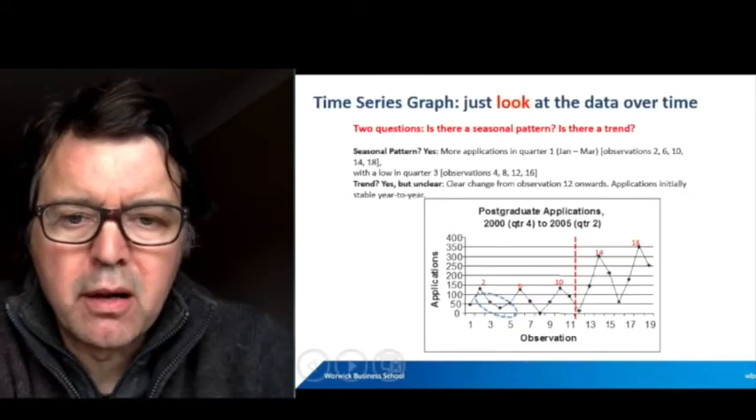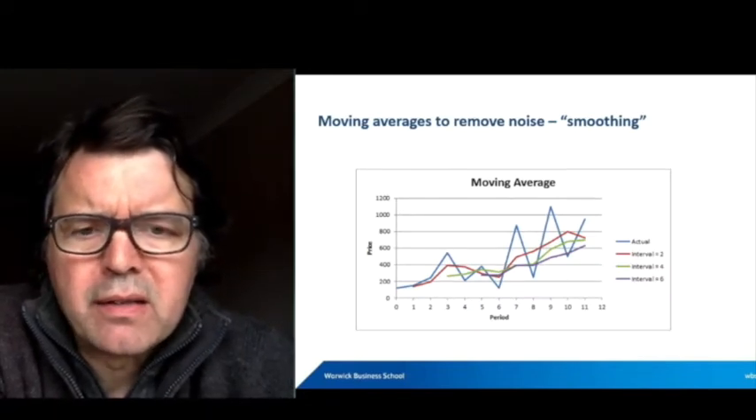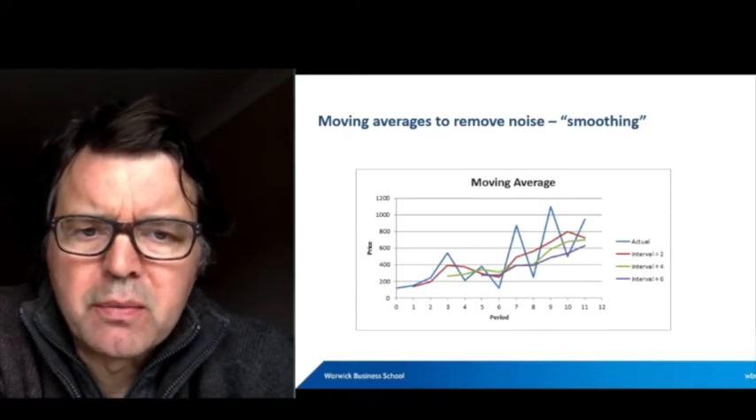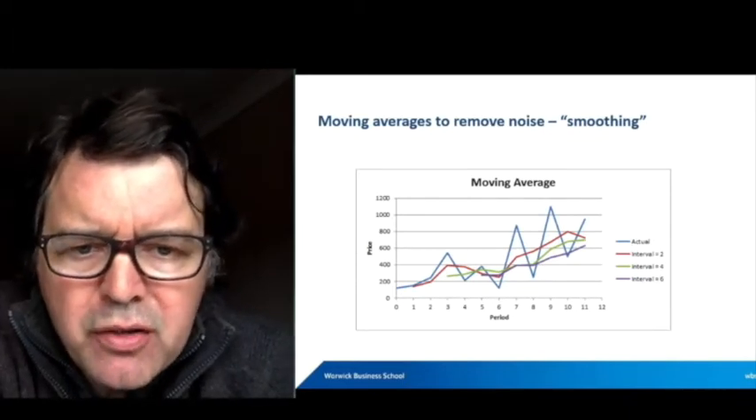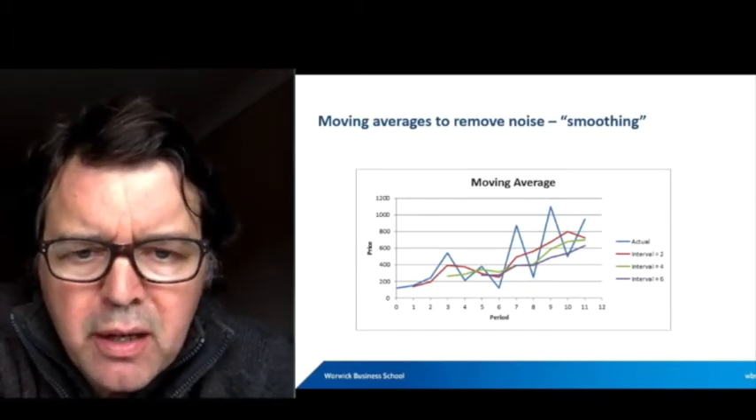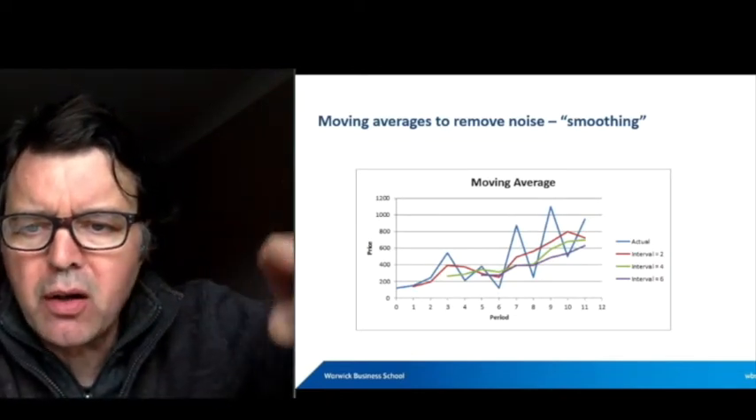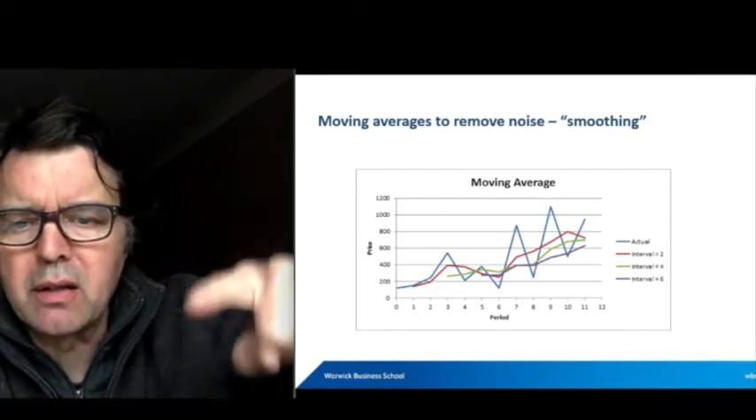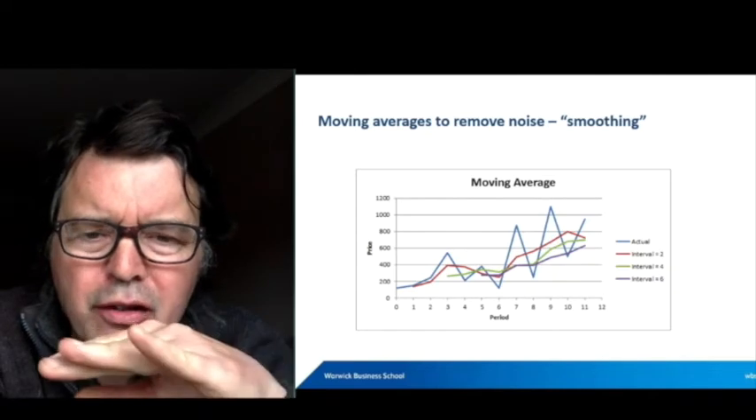Okay, now one of the things that is used a lot is something called moving averages or smoothing. What that means is, if we look at the actual data, which is the blue line, you can see that it goes up and down quite a lot.